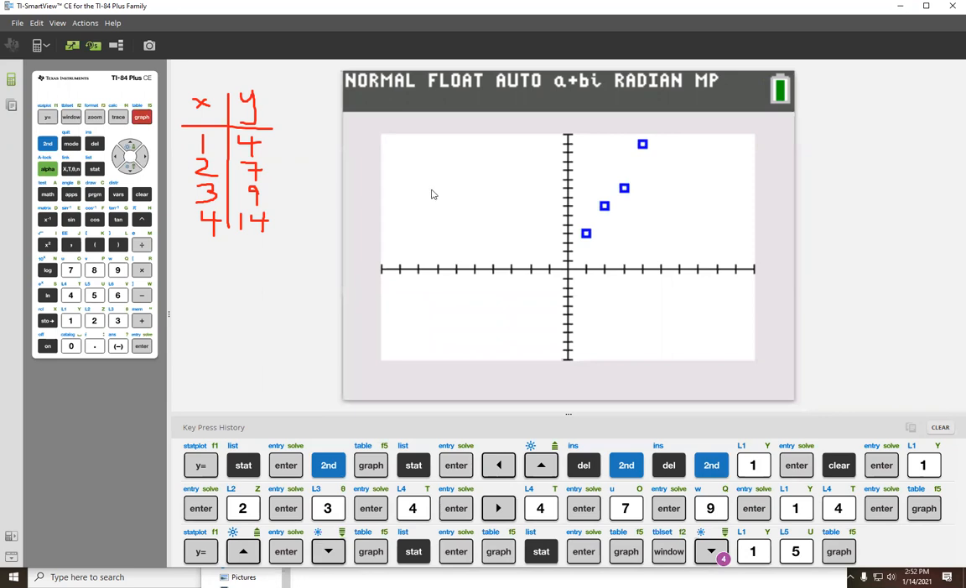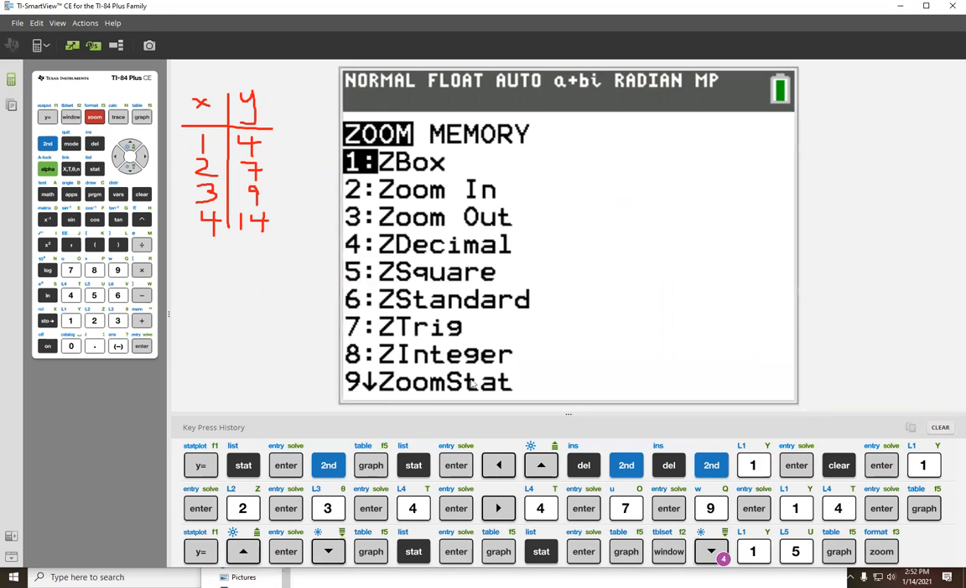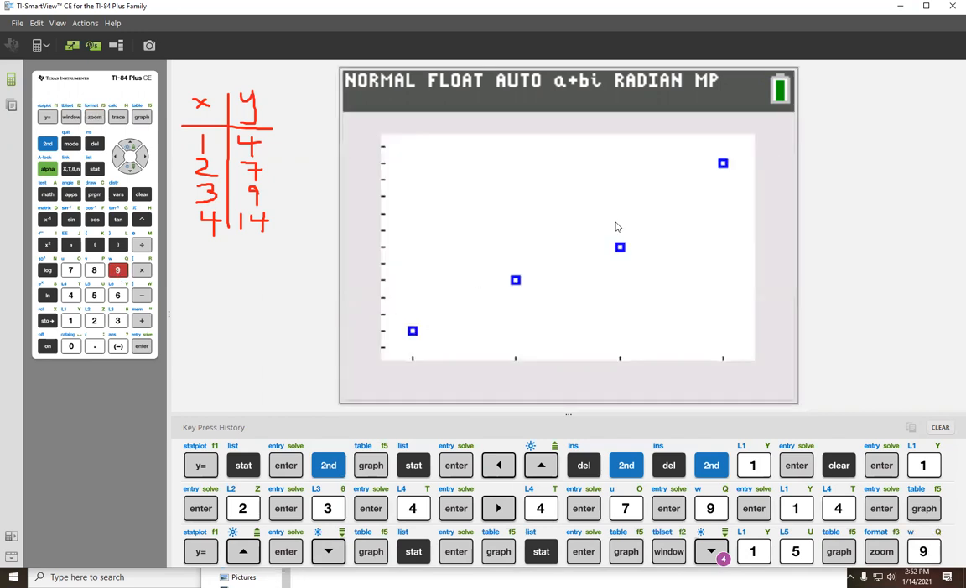Or I could do another trick that works quite nice. Anytime you're graphing points, and this trick does not work for functions, just points, you can go zoom and then option 9, because we did go to the stat button, so zoom stat. And then it just zooms right in on those points quite nicely. So that's a nice thing. So this is the scatter plot of those points, and that's what they look like.